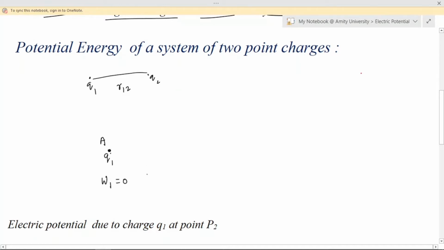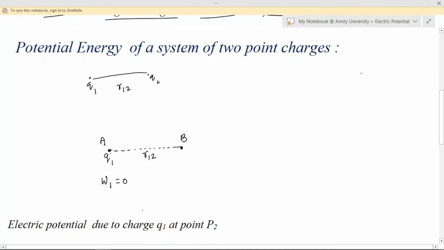Now, we need to bring this charge Q2 to some distance from this Q1. Suppose we need to bring this charge Q2 to a point B, which is at a distance of R12 from A.